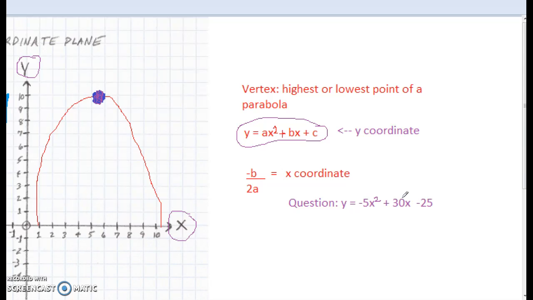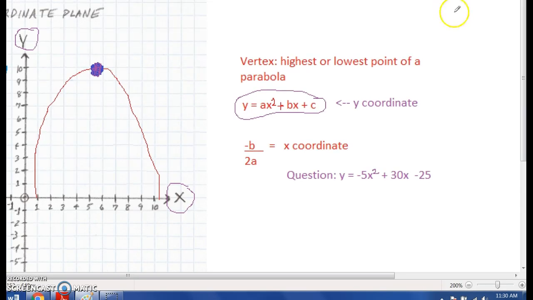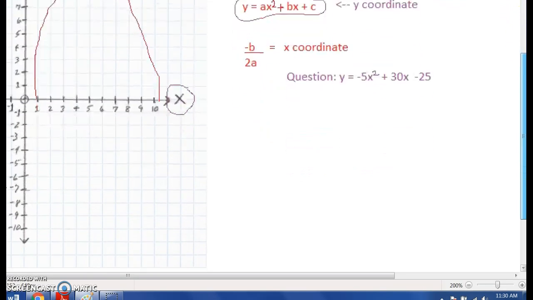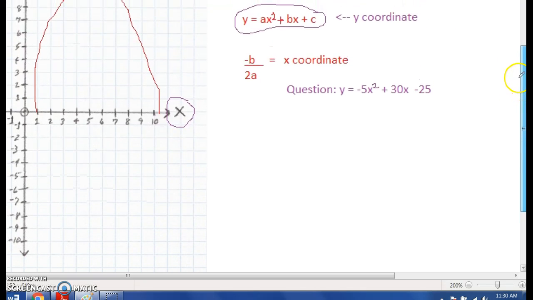Those are the two numbers that we're going to be working with to figure out our x coordinate. So what we're going to start with is the b part of this equation, and the b part is a 30. But to be able to work this equation correctly, we're going to have to make this become a negative 30, okay?